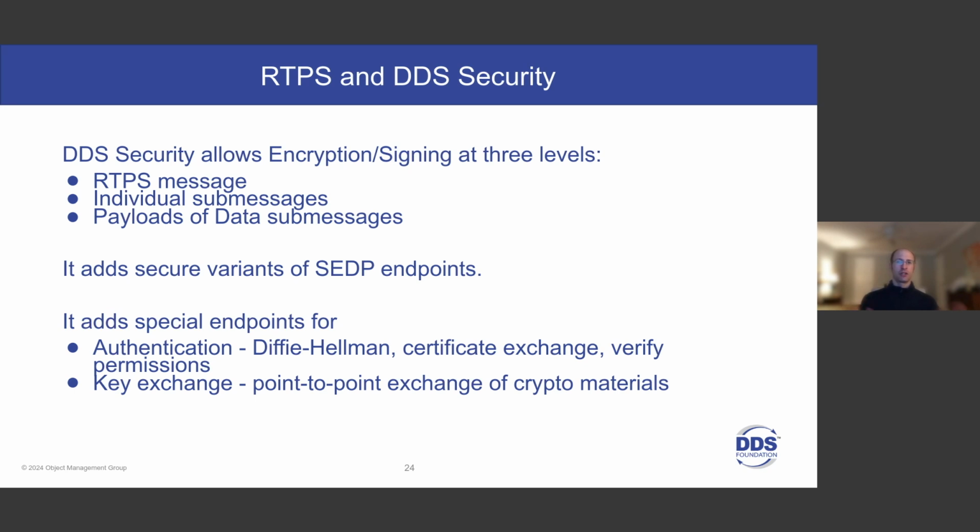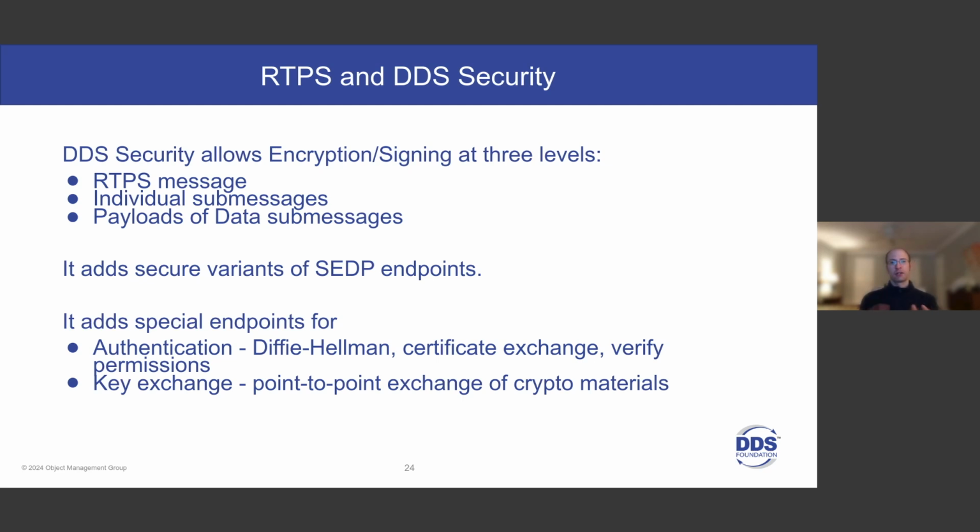So the basic changes here, and I won't get into everything, but the basic changes are DDS Security allows encryption and signing at 3 levels. First, you can sign the entire RTPS message, or you can sign individual submessages, or you can sign the payloads of the data in the submessages. And there's various reasons why you would pick one or the other. Typically, it's going to be a trade-off between efficiency and flexibility of what you would like to accomplish.